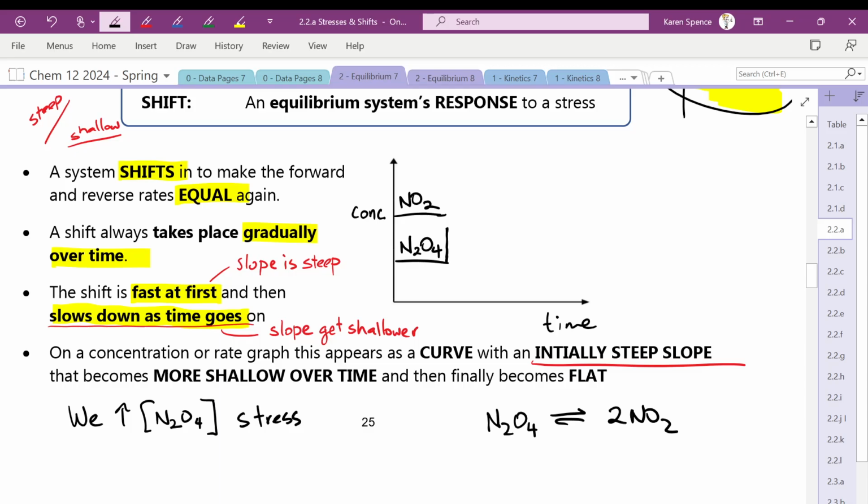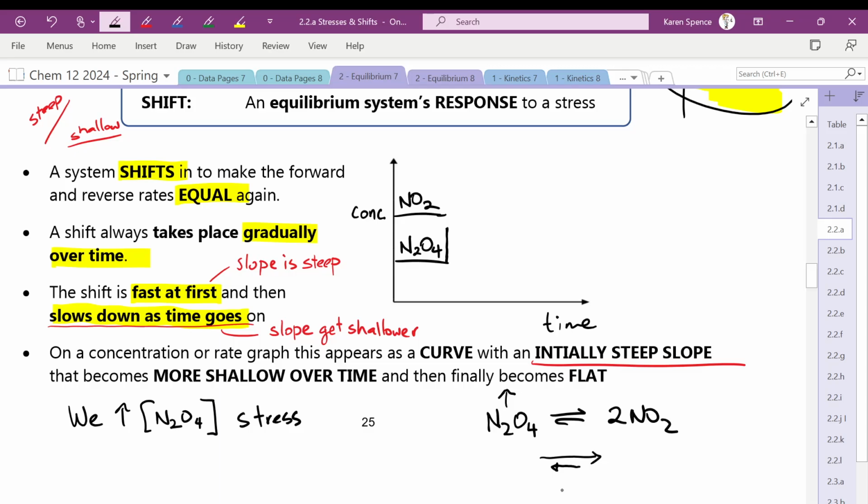And then we're going to show the shift. Now, if I have increased the concentration of N2O4, which rate is going to have gotten faster, the forward or the reverse? The forward rate got faster and the reverse rate stayed the same for right now. So are we using up N2O4 or are we making N2O4 net? And when I say net, I mean, are we using it up faster than we are making it, or are we making it faster than we are using it? We're using it up faster than we are making it.